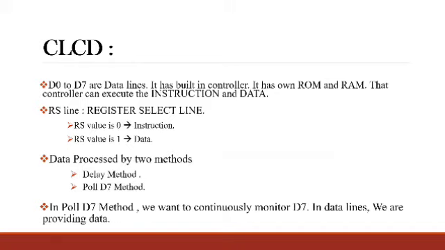The CLCD has D0 to D7 as the data lines. It has a built-in controller, with its own ROM and RAM, and that controller can execute the instructions and data. The RS line means the register select line. An RS value of 0 means instruction, and an RS value of 1 means data. The data is processed by two methods, the delay method and the poll D7 method. In the poll D7 method, we continuously monitor D7. On the data lines, we are providing data.